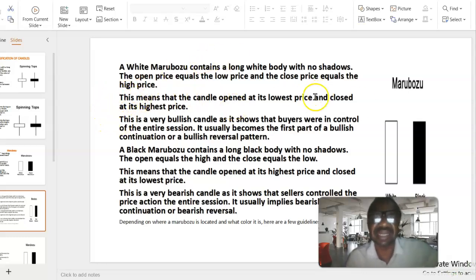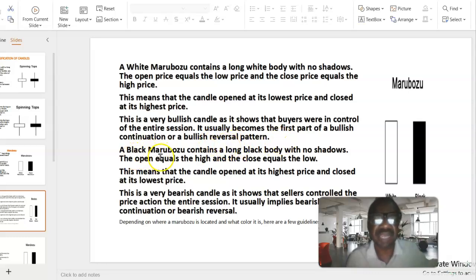This means that the candle opens at its lowest price and closes at the highest price. This is a very bullish candle, as it shows that buyers are in control of the entire session. It usually becomes the first part of a bullish continuation or bullish reversal pattern.